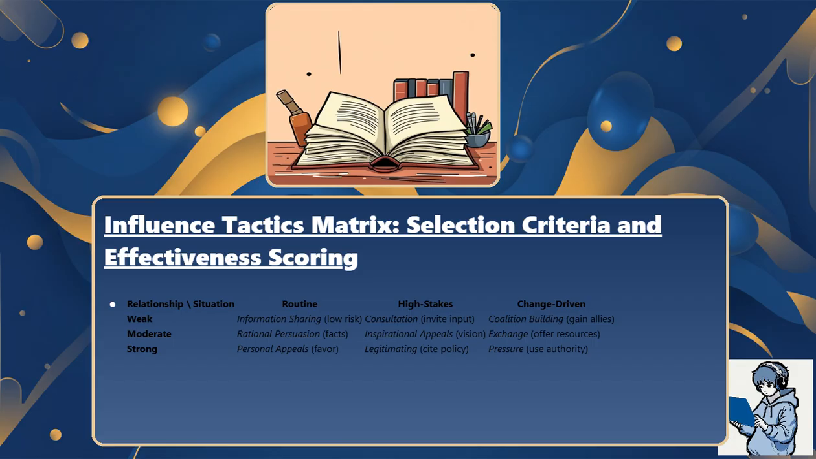For change-driven situations, weak relationship uses coalition building, gain allies. Moderate relationship uses exchange, offer resources. Strong relationship uses pressure, use authority.